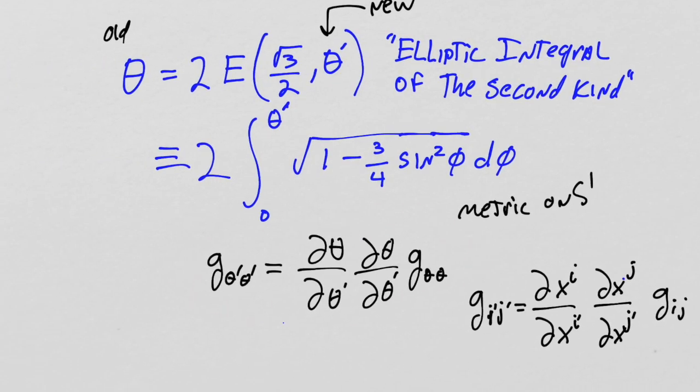But okay, so let's go with it, right? What is the derivative of theta with respect to theta prime? Now you'll notice I've set this up so theta is a function of theta prime, right? So this derivative is easy to take.